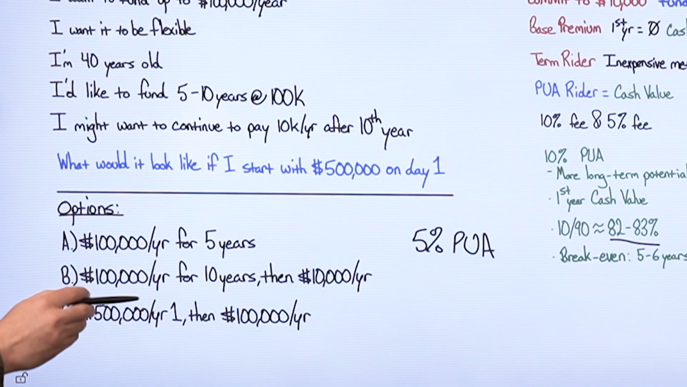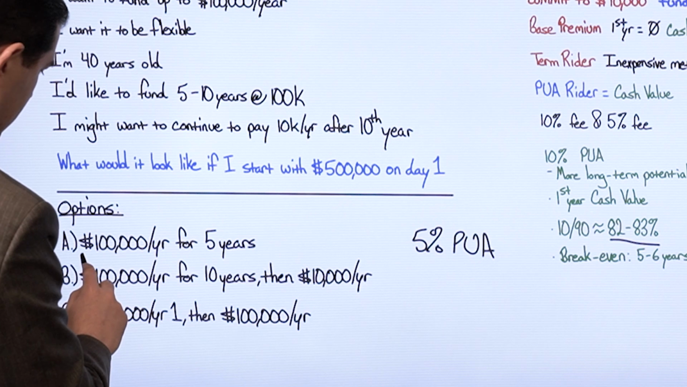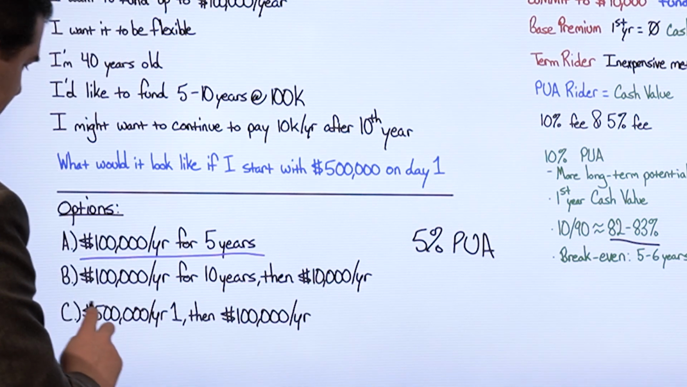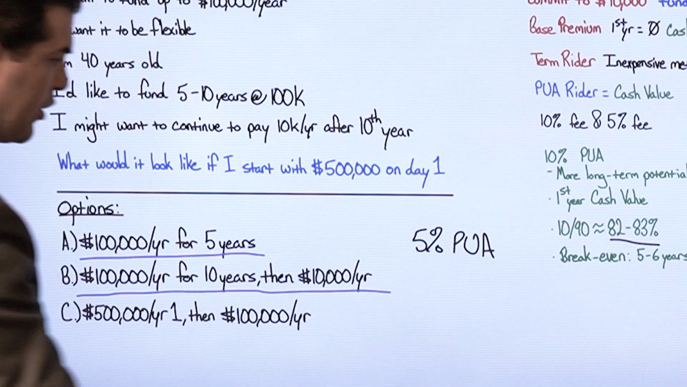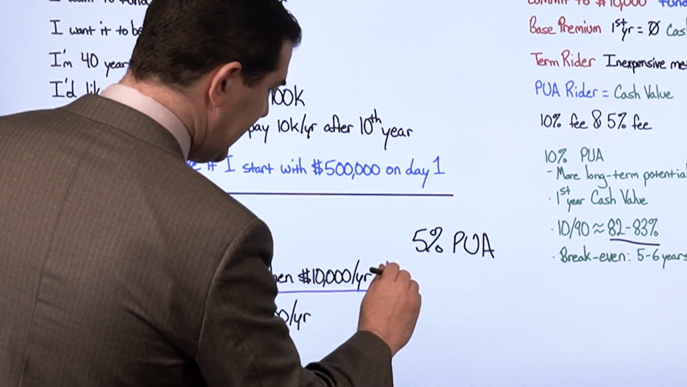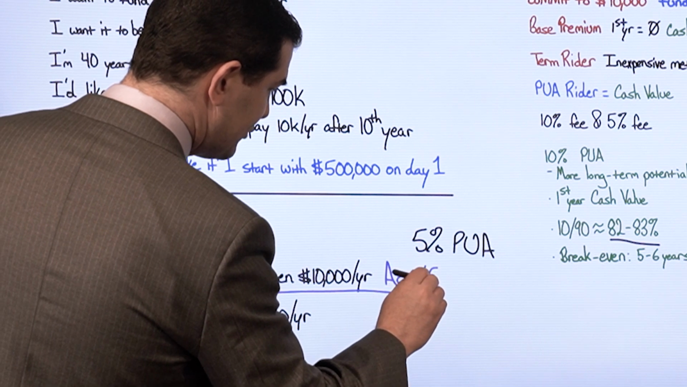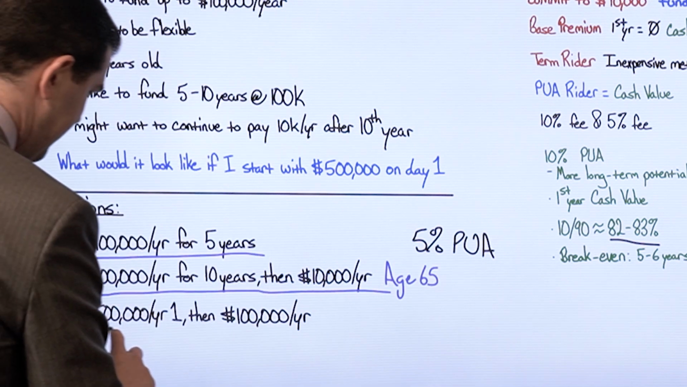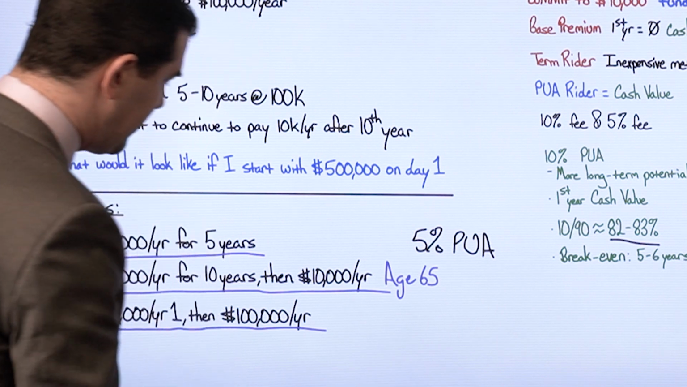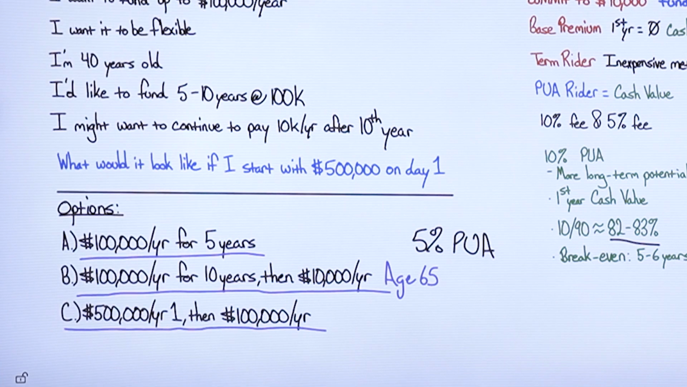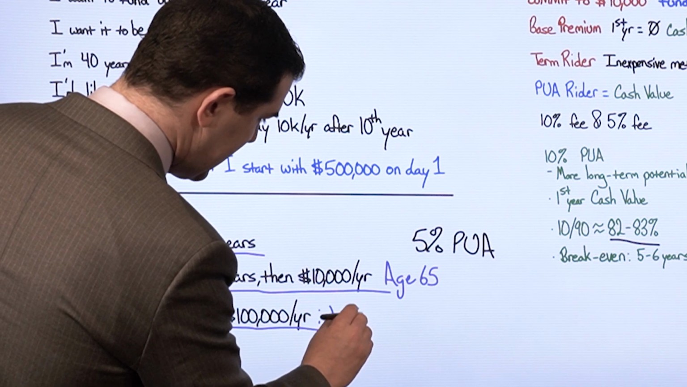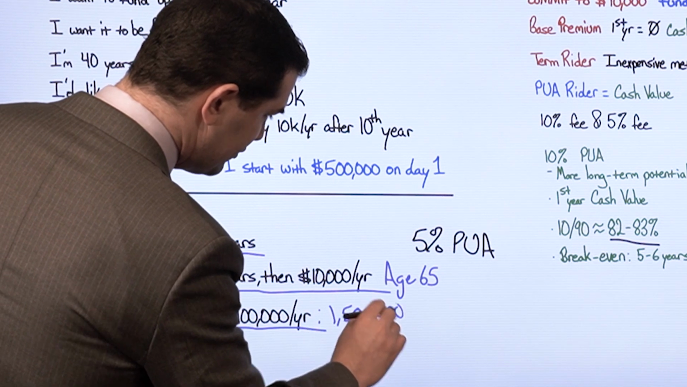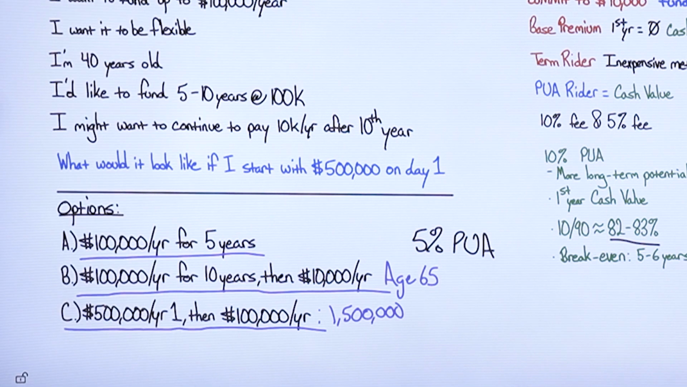But here we go. We're going to look at three options. Option A, 100K per year for 5 years. Option B, 100K per year for 10 years, and then 10K per year thereafter. We'll actually run that up until age 65, and that's optional. And then Option C, 500K in the first year, followed by $100,000 per year thereafter. And what I did here was aim to get a total of $1.5 million into the policy. So these will be three pretty cool illustrations to look at.